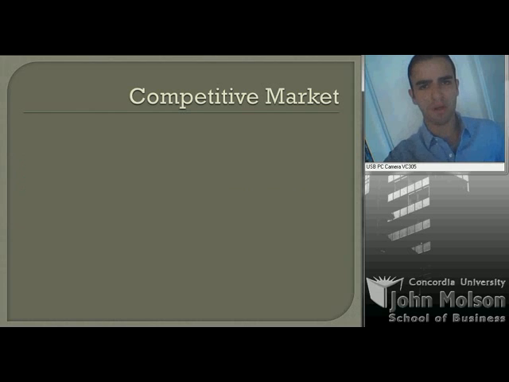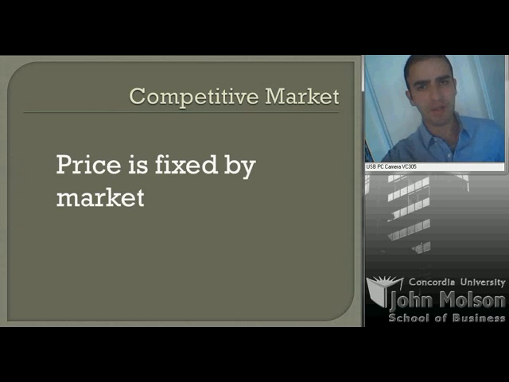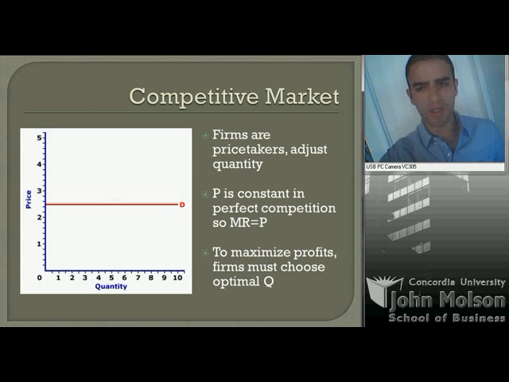So why is this important? This basically determines that the price is fixed by the market. Any individual firm cannot choose the price that they want. They have to accept the price that is given to them by the market. This means that any individual firm has a horizontal demand curve, and that firms are price takers and can only adjust the quantity to the optimum level. So in perfect competition, marginal revenue is equal to the price.